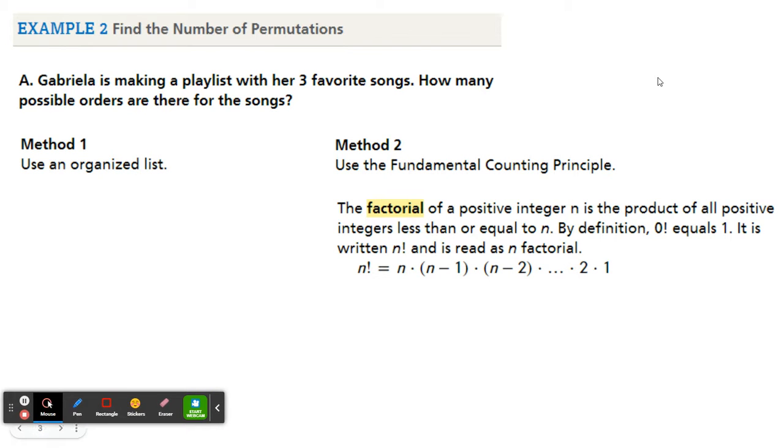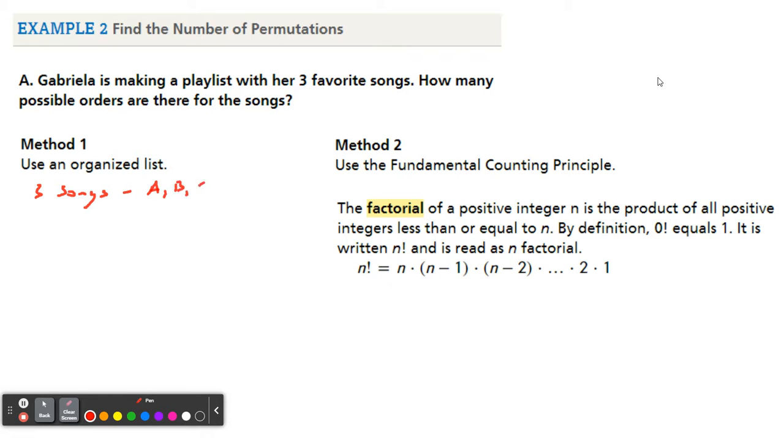All right, next, example 2. Find the number of permutations. Now we're going to talk about permutations. Gabrielle is making a playlist with her 3 favorite songs. How many possible orders are there for her songs? First of all, we can take a look at all these 3 songs. Let's say the 3 songs are A, B, and C. The question said how many possible orders. So this means that order matters. Therefore, it is a permutation.